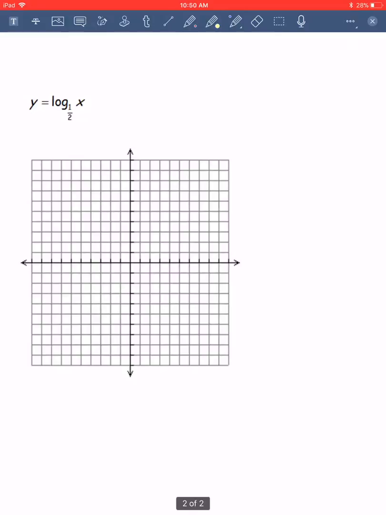So next I'm going to graph y equals log base 1/2 of x. So I don't really have anything to do here other than put this in exponential form. So my base is 1/2. It's raised to the y power, and that equals x.